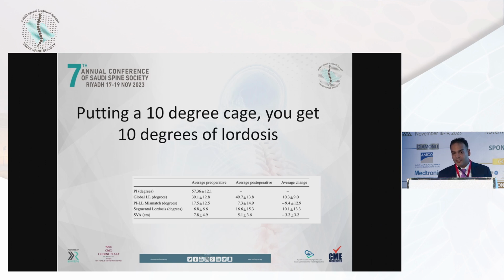We also found, very interestingly, that when you do a lateral, usually they tell you if you put a 10-degree cage, you're only going to get about 5 degrees of lordosis. We found that actually if you put a 10-degree cage, you're going to get 10 degrees of lordosis. That's most likely because, remember, we said just from positioning, you get that extra 5. So that really was very helpful. For me, for people with adjacent segment disease, the prone lateral really is a game changer and really helped me take care of these patients.